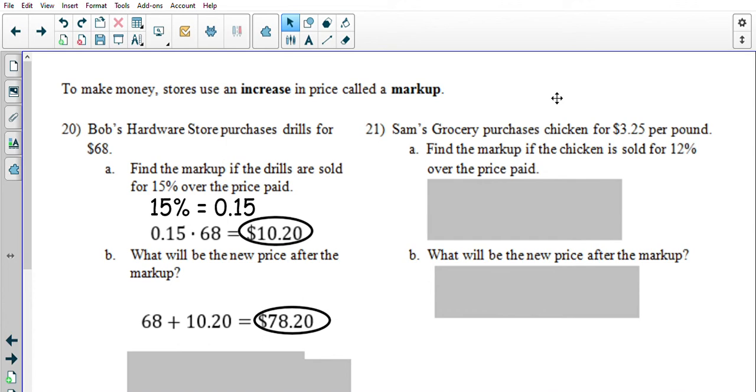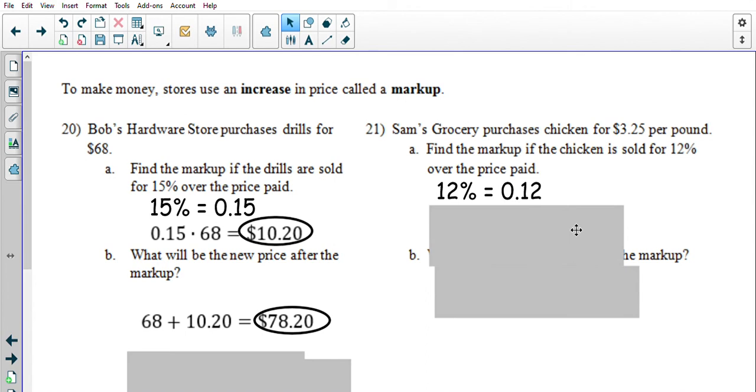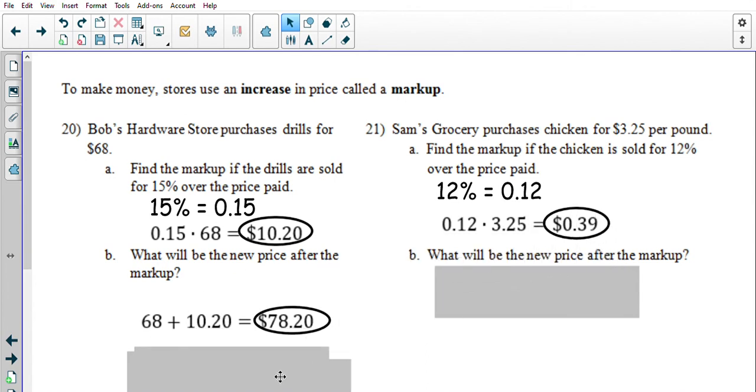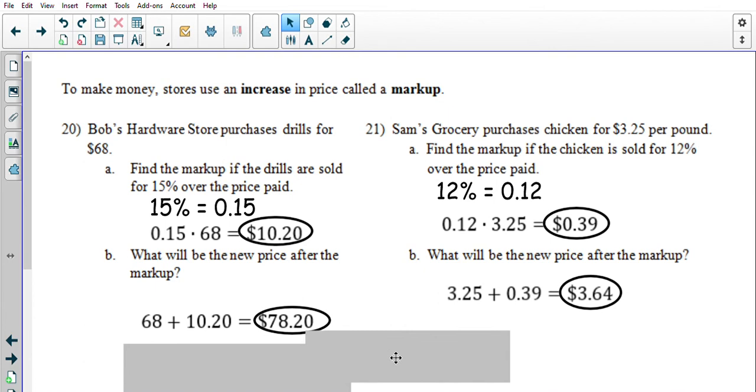Find the markup if the chicken is sold for 12% over the price paid. So 12% as a decimal is 0.12. Multiply that by 3.25 and we get 39 cents. So they're going to mark up the price 39 cents. Again, markup means we're going to add on. So take $3.25 plus 39 cents, and we will have a new price of $3.64.